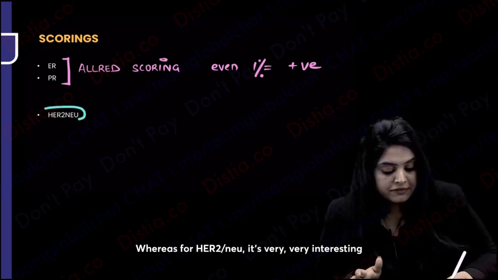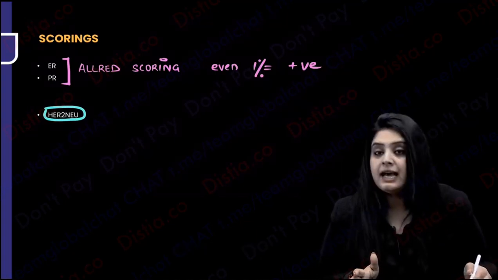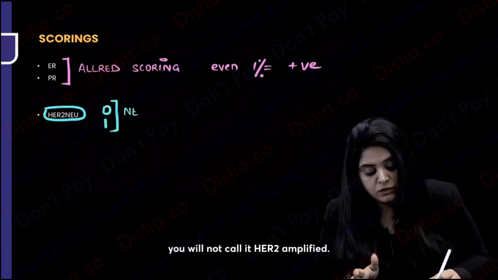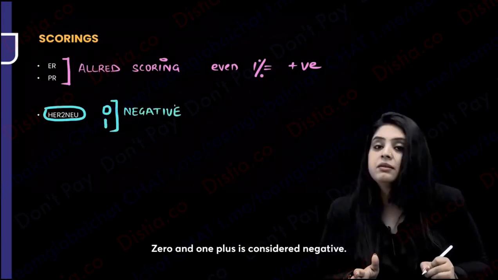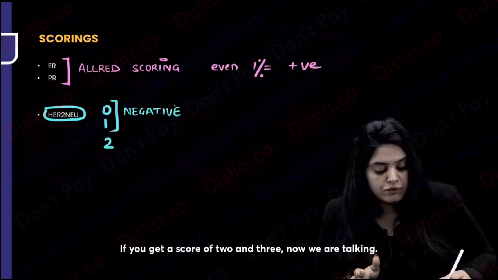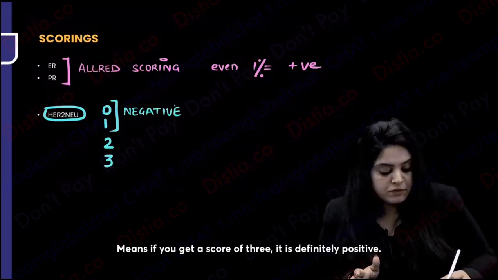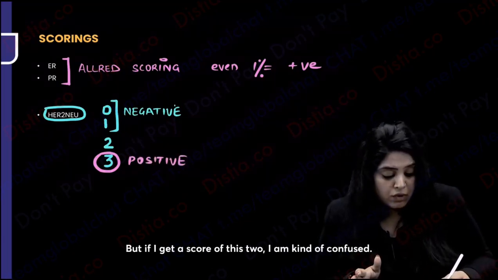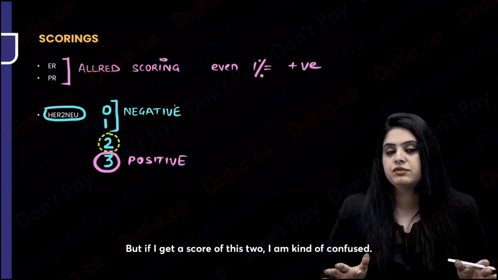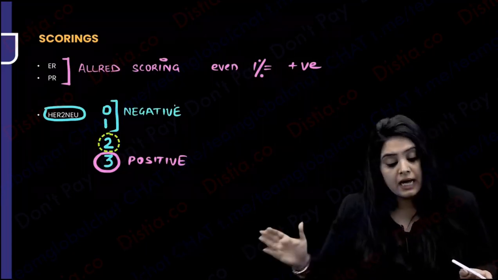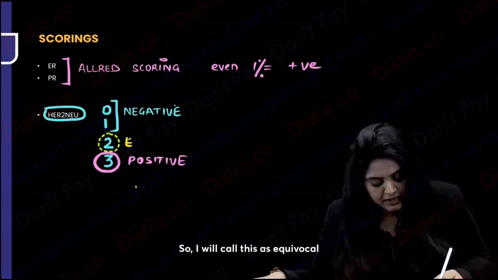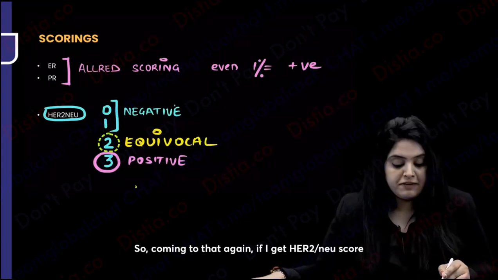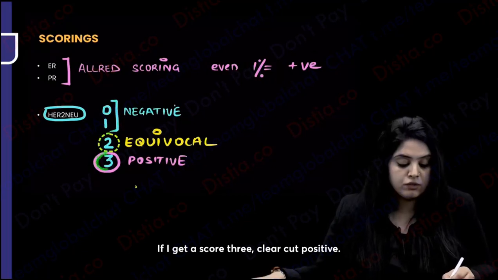Whereas for HER2/neu, it's very interesting because there is a scoring system. If you get a score of 0 to 1, you will not call it HER2 amplified. It is considered negative. 0 and 1 plus is considered negative. If you get a score of 2 and 3, now we are talking. If you get a score of 3, it is definitely positive. But if I get a score of 2, I am kind of confused. I can't call it negative for HER2/neu amplification, and I can't call it positive. So I will call this equivocal, and I will have to do something else to prove my point. Coming back again, if I get HER2/neu score 0 and 1, it's negative. If I get a score 3, clear cut positive.